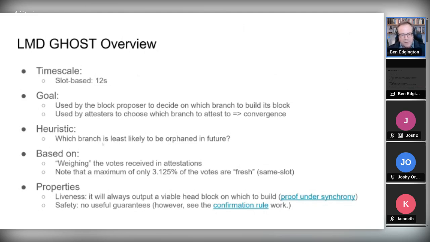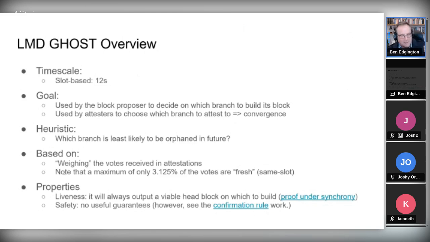So that's the heuristic that we've spoken about. Which branch in the block tree is least likely to be orphaned in future? That's the one to be building on. And what we do is we weigh the votes that we receive in attestations, and I call it weighing because they're weighted with the stake that each validator manages, the effective balance of each validator.